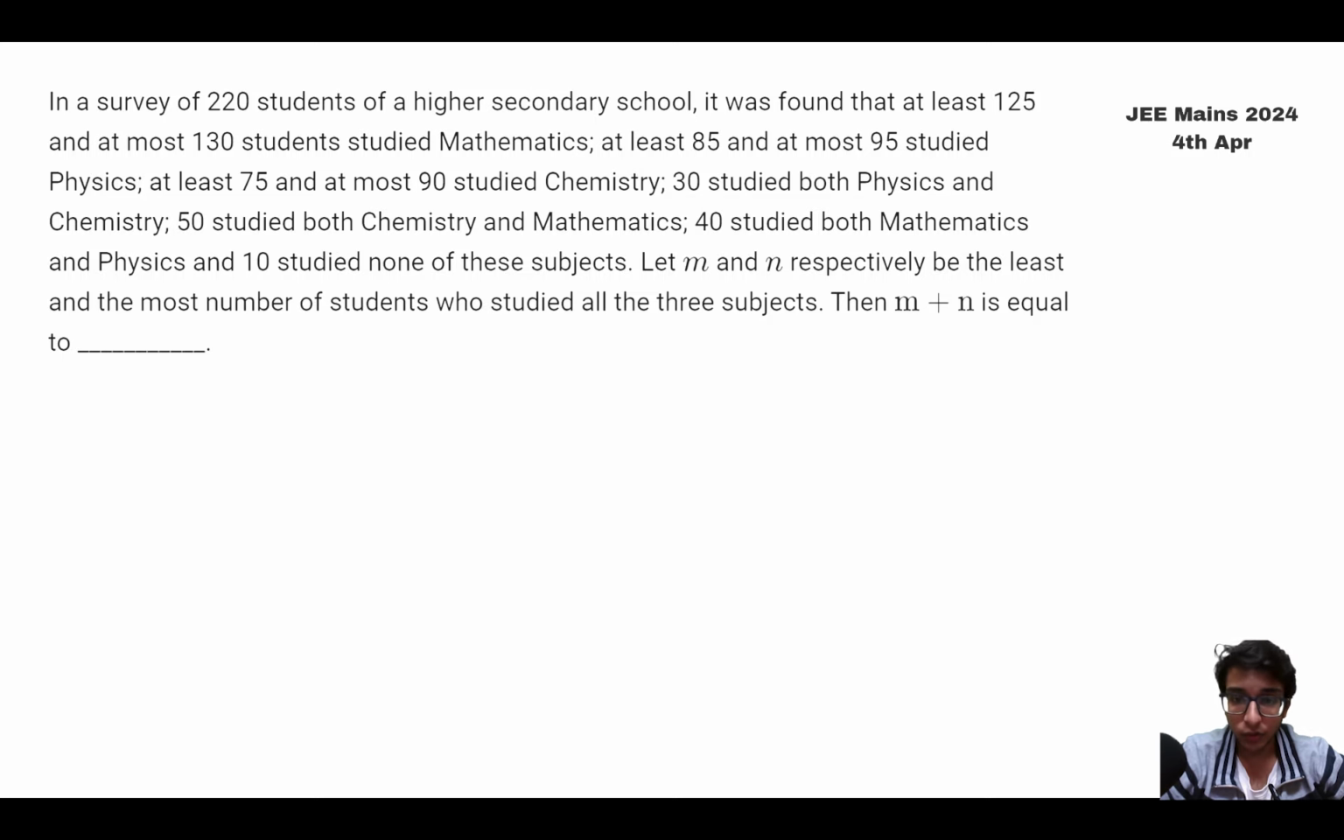We need to find out L, M, and N, the least and the most number of students who studied all three subjects. So we need to find out students who have studied all three subjects. So again, this is a question where we draw our Venn diagram and then we solve our question. So let me draw it here.